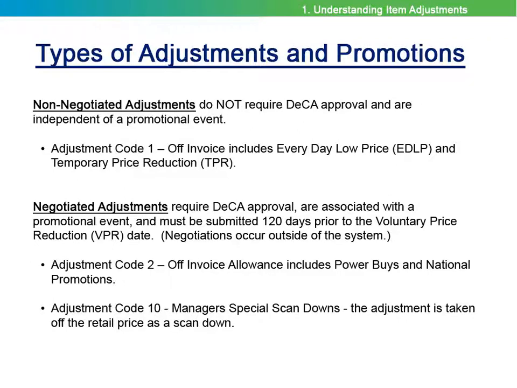Negotiated adjustments require DECA approval and are associated with a promotional event and must be submitted 120 days prior to the voluntary price reduction date. Those negotiations occur outside of the system. Adjustment Code 2 off-invoice allowance includes power buys and national promotions. Adjustment Code 10 Manager Special Scan Downs. The adjustment is taken off the retail price as a scan down.